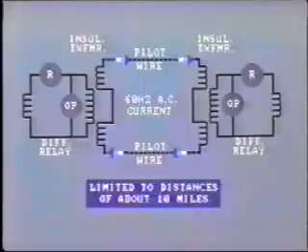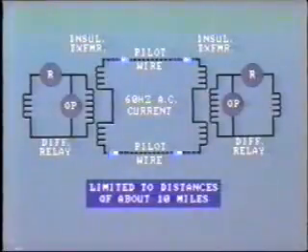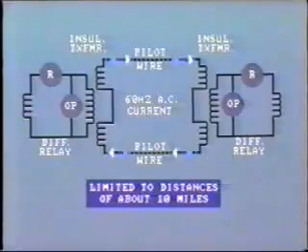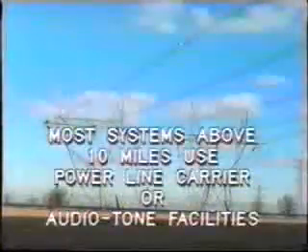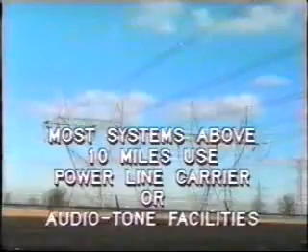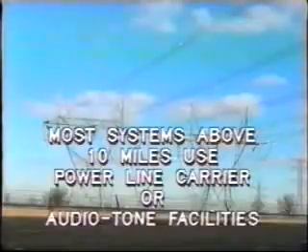We have already pointed out that several different types of communication channels can be used to interconnect relays at each end of the line. The pilot wire system that we discussed in the last segment is really only practical for short distances, up to about 10 miles. Above this distance, most of the pilot relaying schemes use power line carrier or audio tone facilities to communicate.